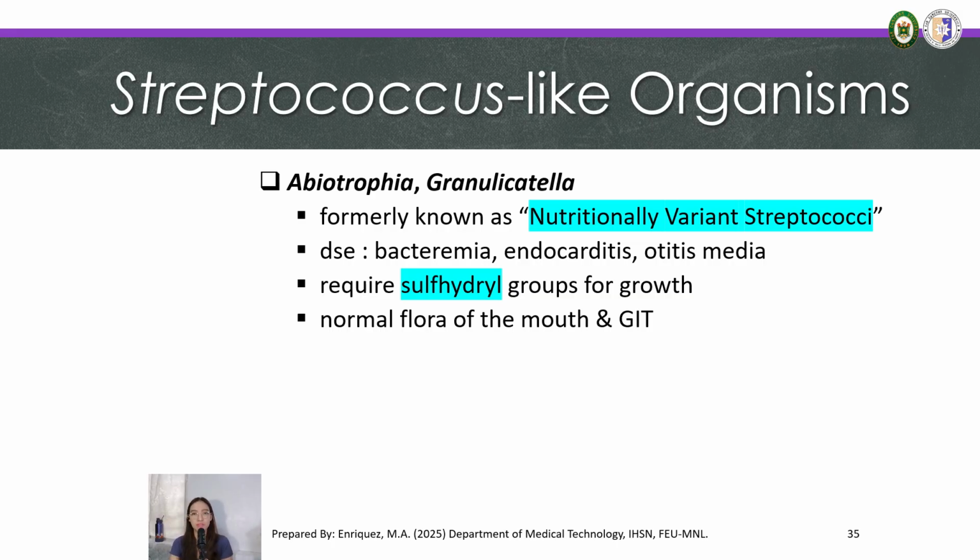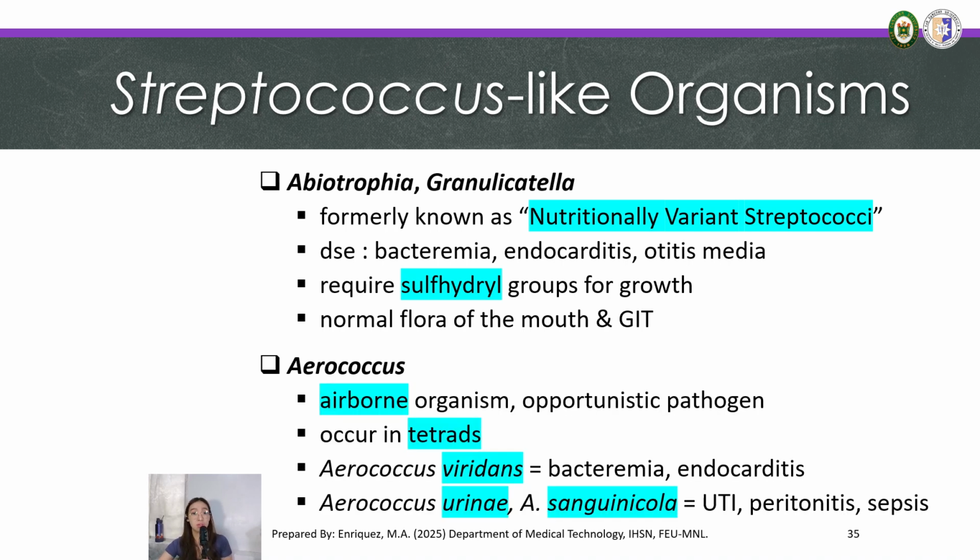These organisms are part of the normal or the oral flora of humans, and their gastrointestinal tract. Okay, ulitin natin. Abiotrophia and Granulicatella could be part of the normal flora of our oral cavity and gastrointestinal tract. Next is Aerococcus.